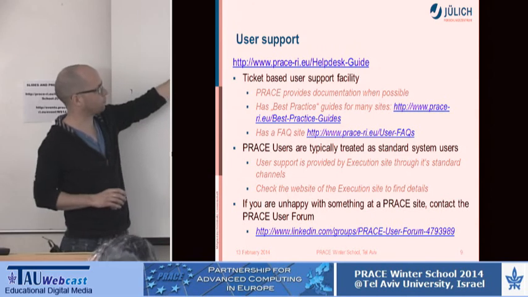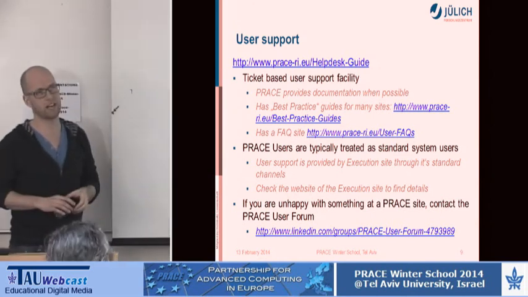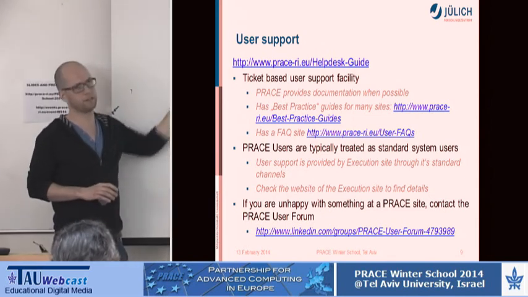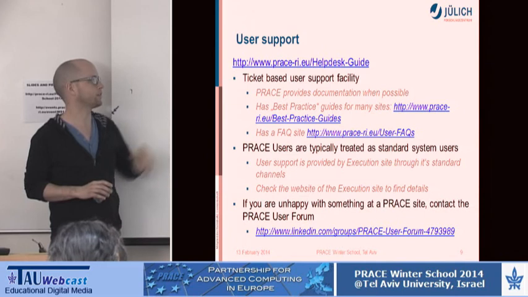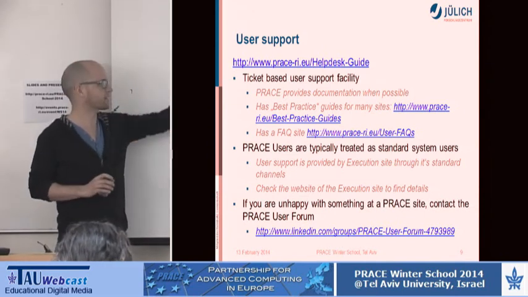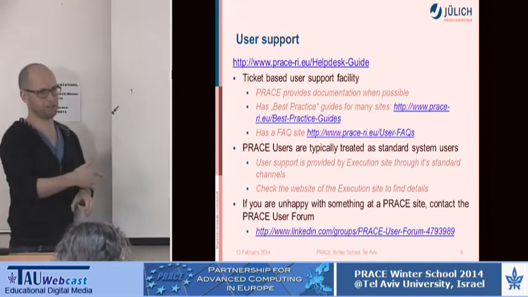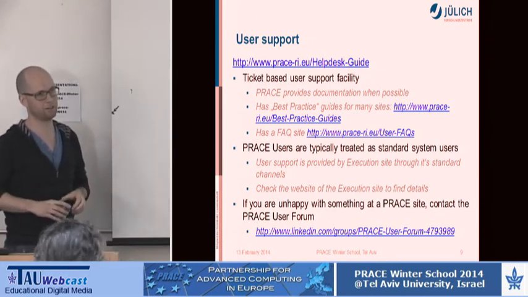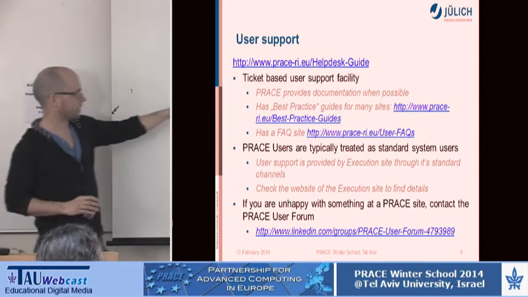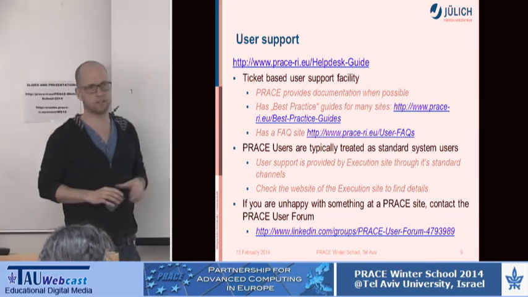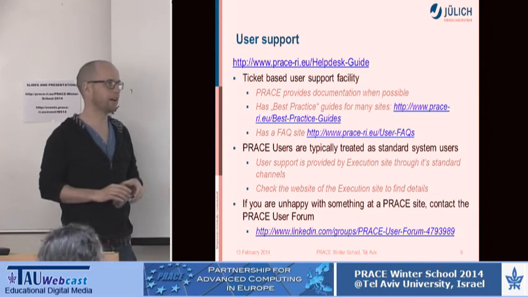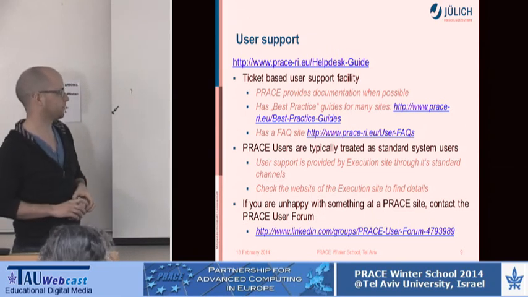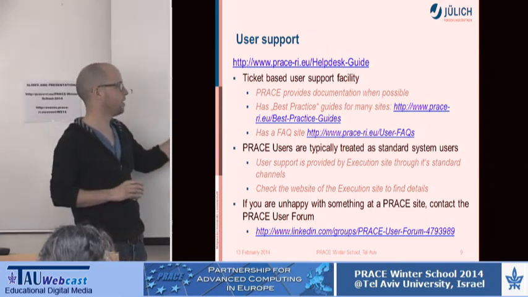The next point is that PRACE users on any machine are typically treated as standard system users. So the real user support relating to a specific machine is provided by the execution site, and the easiest way to access it is through standard channels. You can go to PRACE first, and the only thing they will do is send your email to somebody else. So it's indirect, it's going to take extra time, it's overhead. What I would suggest is check the website of the place itself. When you get access to somewhere, read their website a little bit, and if you have a problem, it'll tell you how to find a solution or how to contact somebody to help you.